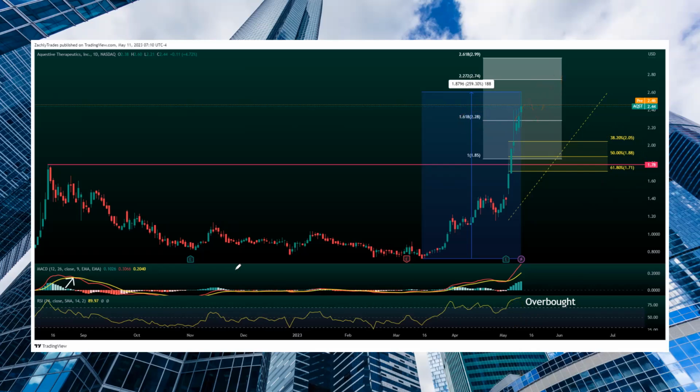Another thing that you can use to keep yourself from potentially taking some big losses and FOMOing into this is the MACD. If you see right here, we have what's known as an exit signal when this red line crosses below the yellow line.